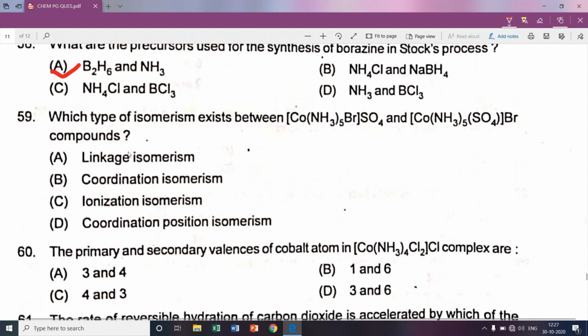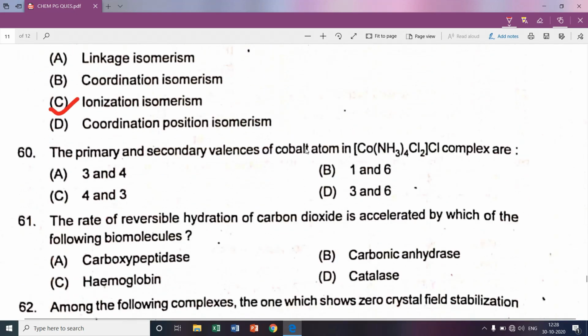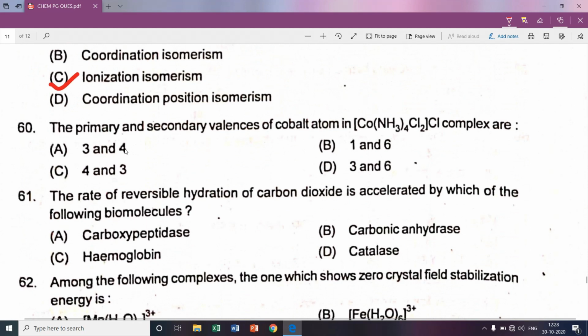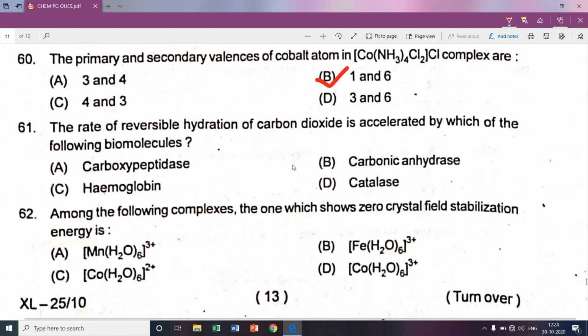Question 59. Which type of isomerism exhibits between this and this compound? Option C, ionization isomerism, is the right answer. As we know, in ionization isomerism, the bromine and the sulfate, these two anions are exchanged in their place with each other. Question 60. The primary and secondary valences of cobalt atom in this complex are? 1 and 6, that is option B is your right answer.